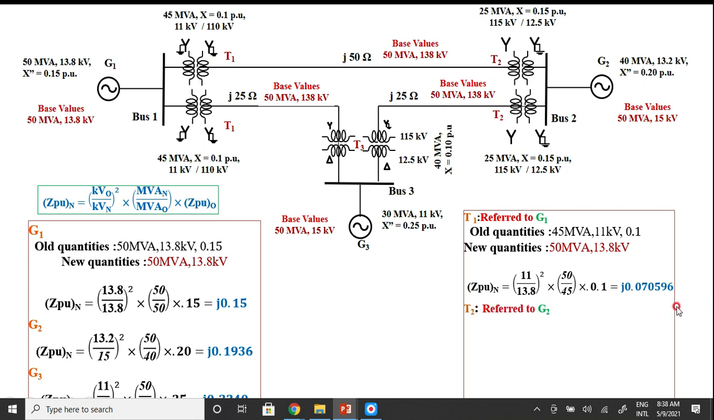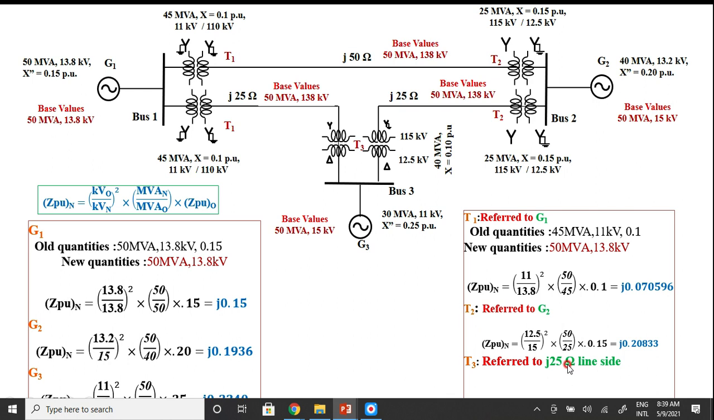Then for T2, I am taking it referred to the generator side. Therefore, these are the new quantities. Then 12.5 kilowatts is the old quantity and 25 MVA is the new quantity for that. Therefore, the per unit reactance new, what I am getting is 0.20833.